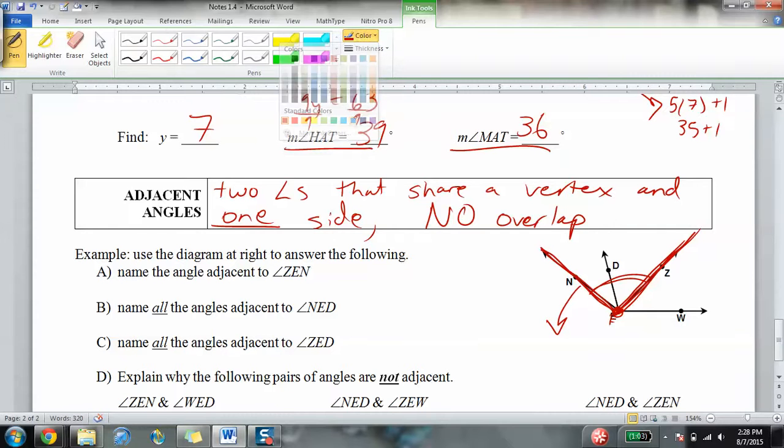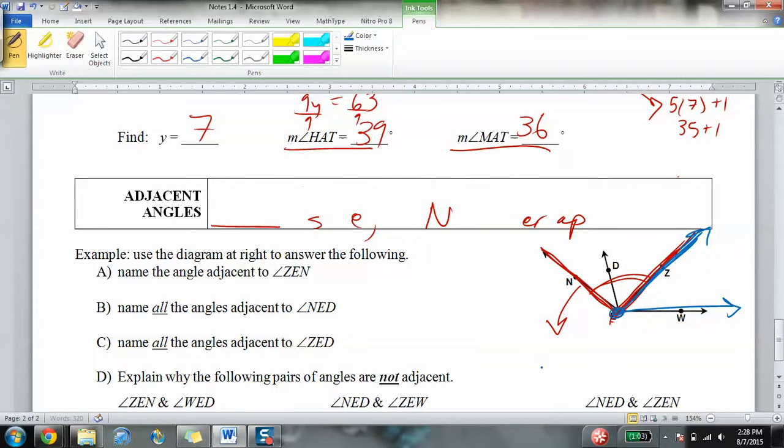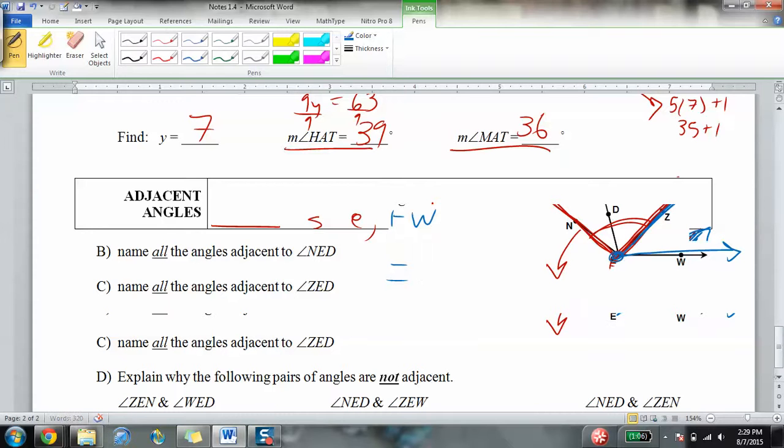So if I look for another angle that doesn't overlap with this angle and shares this side, I must be talking about this angle right here. It shares this side, and I can name that angle. So these two angles share this side in the middle, they don't overlap, and they both share point E as their vertex, so I'd be talking about angle ZEW.